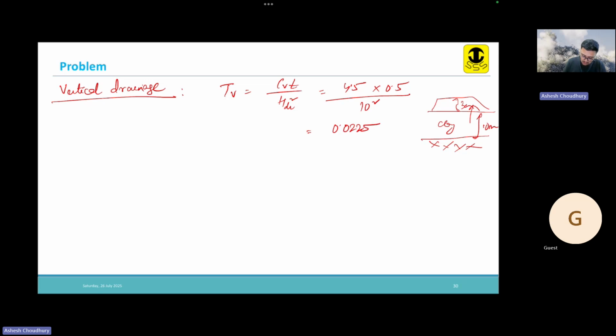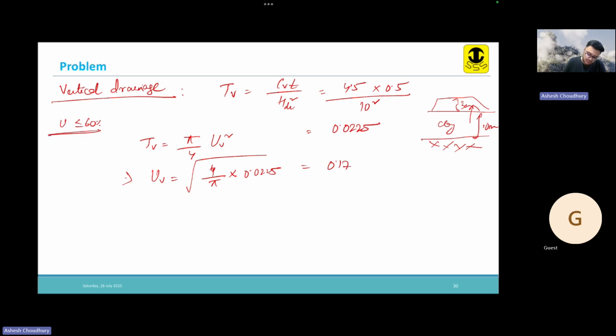0.0225. Now U is less than 60%, so generally we take TV equal to pi by 4 U square. From here we have UV equal to the square root of 4 by pi into 0.0225. From here UV we get 0.17. So you are seeing that 17% is coming. So our assumption that U is less than 60%, and then using this equation for TV, is correct. So we get 0.17 here. Now for sand drains we have radial consolidation.